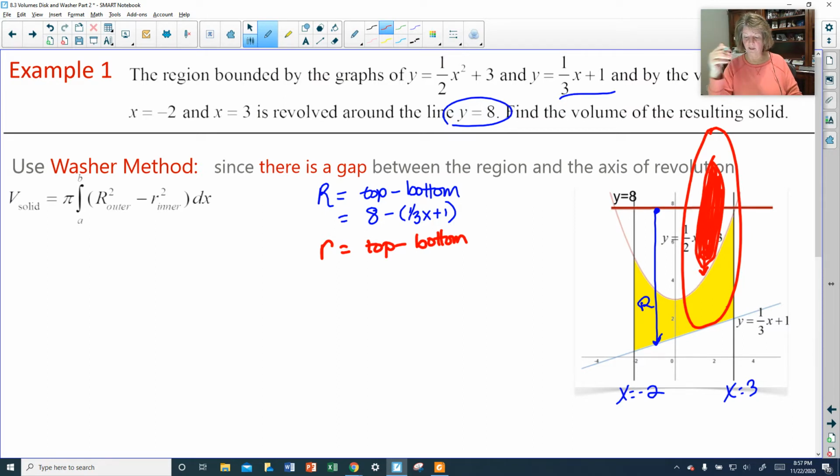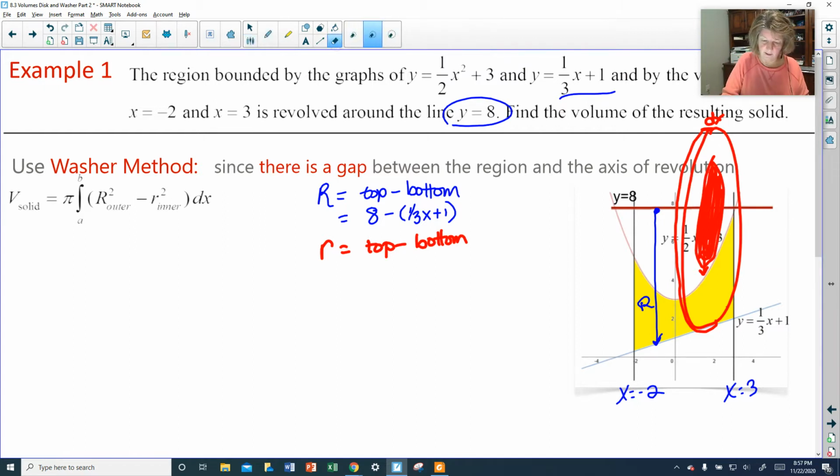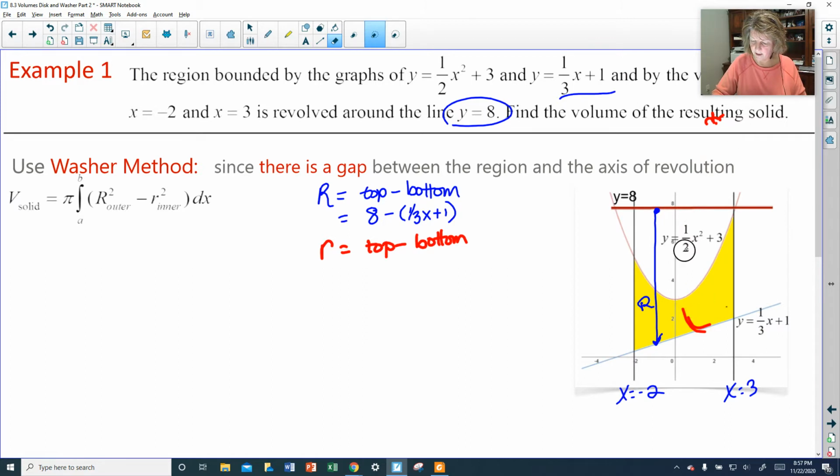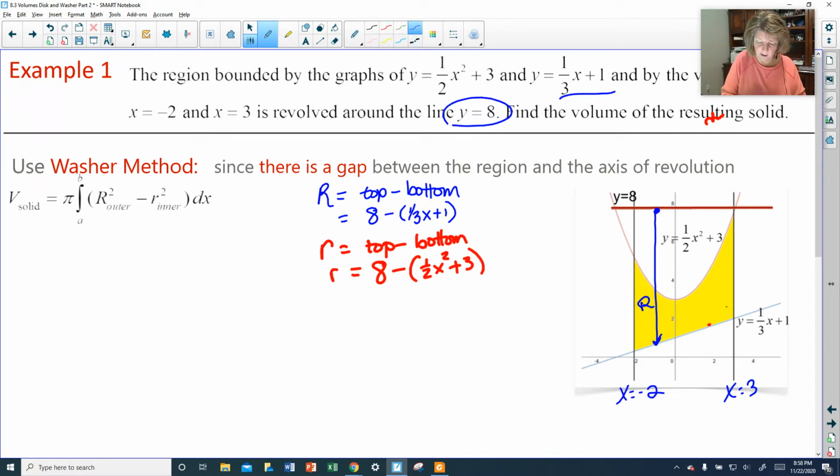And since we're rotating about an axis that's parallel with the x-axis, my washer kind of sits in here like so. So it has a thickness of dx this way. Okay, so I'm going to erase just a bit so I can see what I got going. And that's going to be the top function 8 minus the parabola 1/2 x squared plus 3. And I'm just going to leave it like that. So there's little r, and then we had big R.